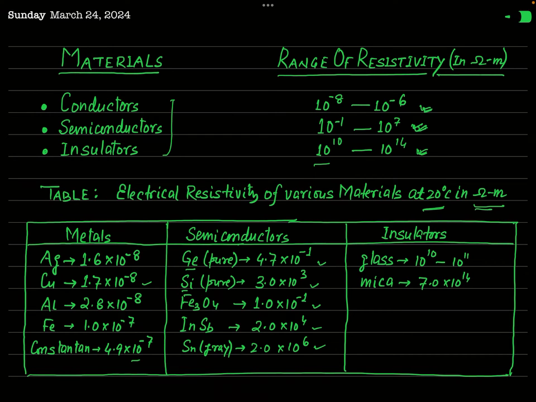And if you talk about insulators, you can see the value of resistivity for glass and mica, which is of the order of 10 to the power 10 to 11 and 10 to the power 14. So now it is clear from these two tables that the semiconductors will have resistivity lying between metals and insulators. It will be greater than metals and less than insulators. Okay. I think now this definition of semiconductor is very clear to you.